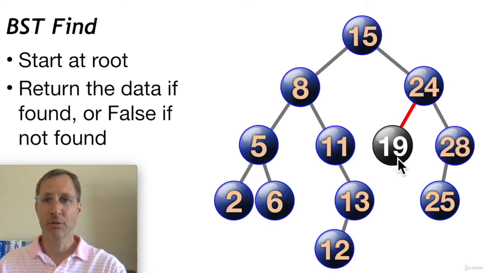So now we've already, in 2 comparisons, found the 19 in this tree. So when we find a piece of data with the find function, we're always going to return that piece of data. And if we didn't find it, we want to return false to let the user know that data does not exist in the tree.